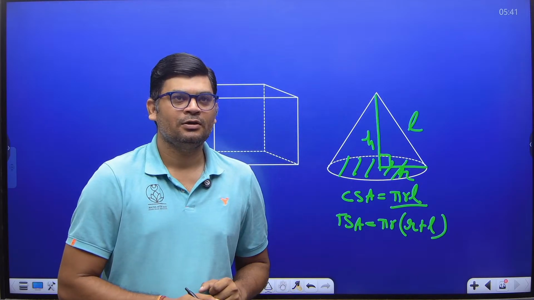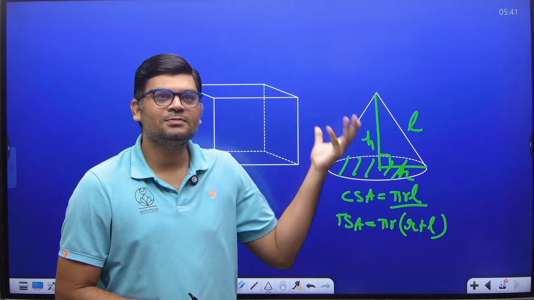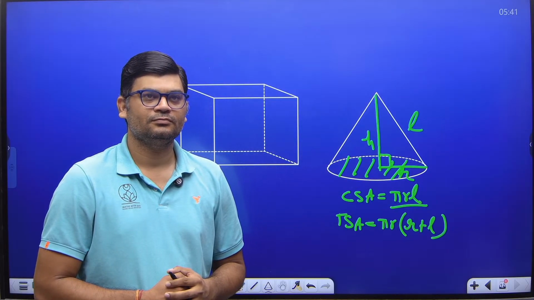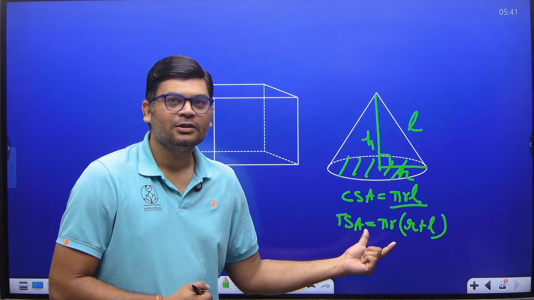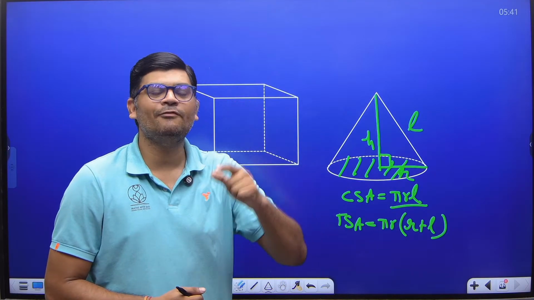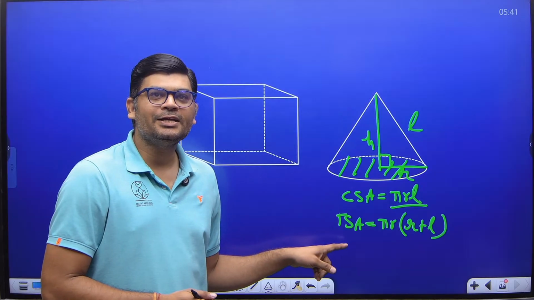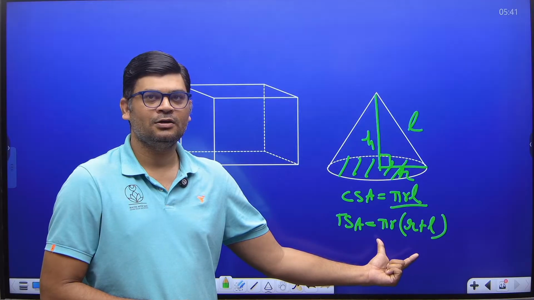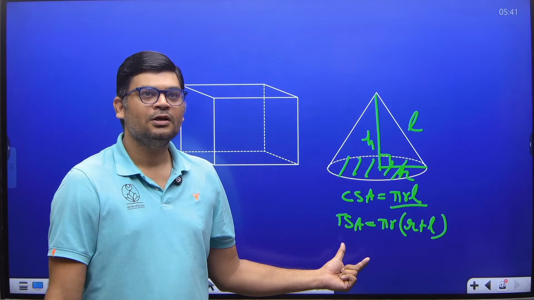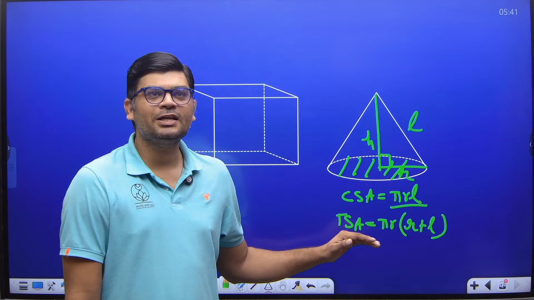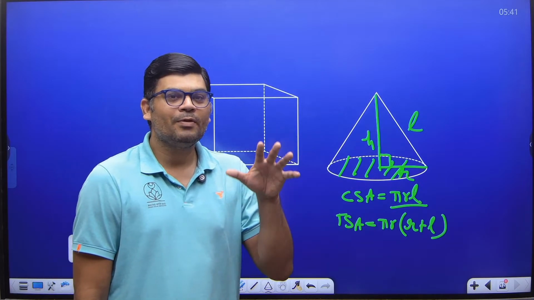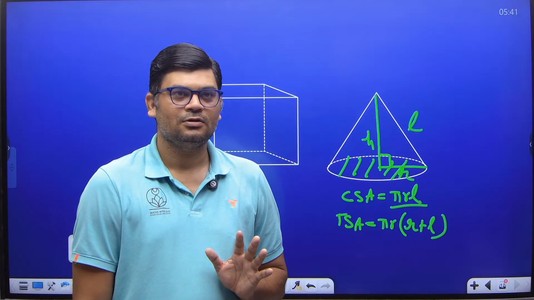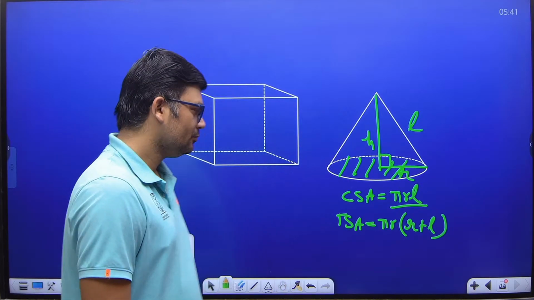But tell me, Adit, if you have a cone which is open from the bottom, then what will be the area? Then you will not use this formula, you will use only pi r L. So that common sense you have to apply. TSA means total surface area, so SA means surface area. Surface area means they are not talking about a specific surface area, but whatever is given in the question, according to that you have to find the answer. Understood? Yeah. Thank you.